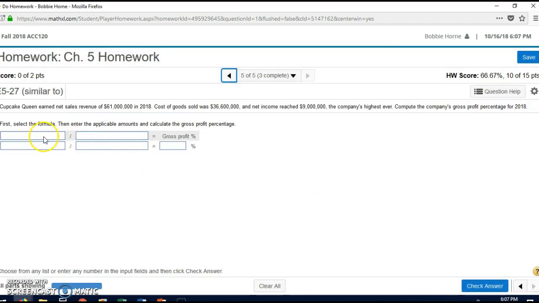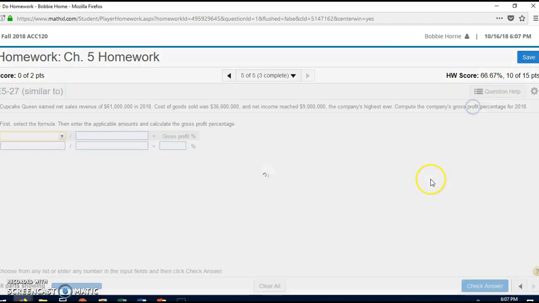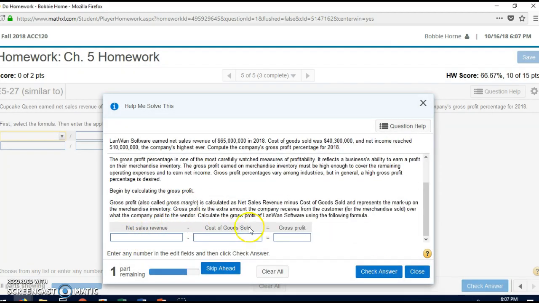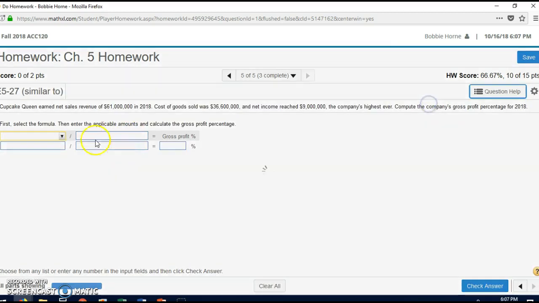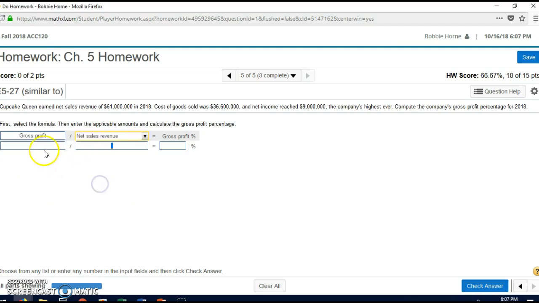For this last part, this is your gross profit percentage, and Help Me Solve This is a great way to kind of see the formula. It'll give you what you need to do. You can press skip ahead. So you can see that you take net sales revenue, subtract cost of goods sold. That's how you always get gross profit. So gross profit divided by net sales revenue will give you your gross profit percentage. So Help Me Solve This is a good way to remember this. So we know it's your gross profit divided by your net sales revenue.